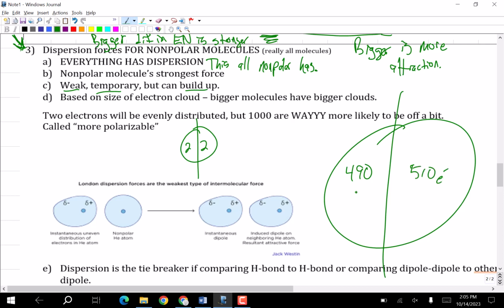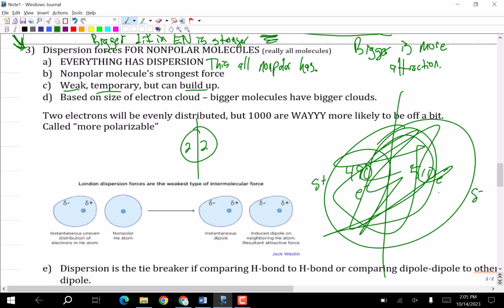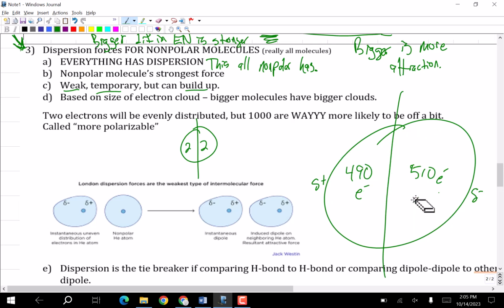When that happens, do you see how this side will be just a little bit more negative, and this side will be a little bit more positive? Okay, it could be 500 and 500, but remember, electrons are moving all over the place, and they're all doing that. So the likelihood of them being imbalanced with more of them is much larger, and then you get a temporary charge.